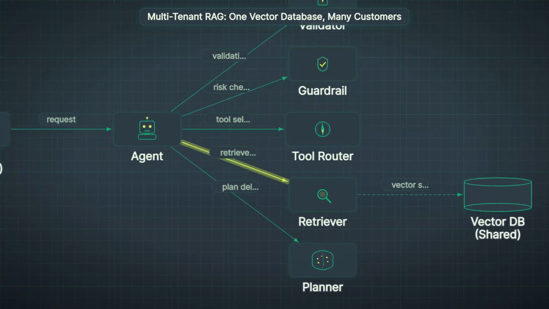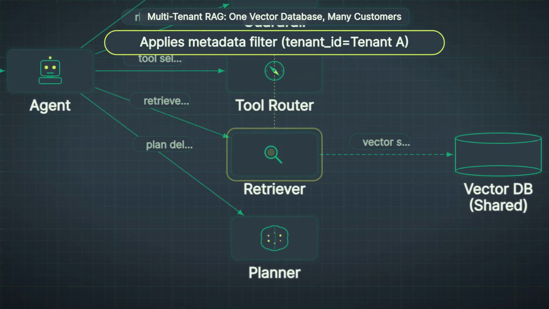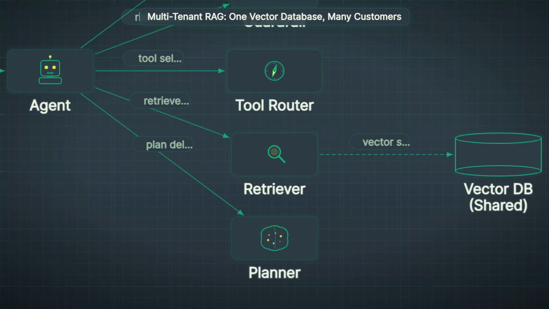The retriever takes the plan and fires a request to the vector DB. But here's the catch. Our vector database stores documents from all tenants, each annotated with metadata like tenant ID. The retriever includes a metadata filter to only look at documents tagged with tenant A. It also uses semantic search to find the most policy relevant vectors. The result is a candidate set that should be exclusively tenant A's data.